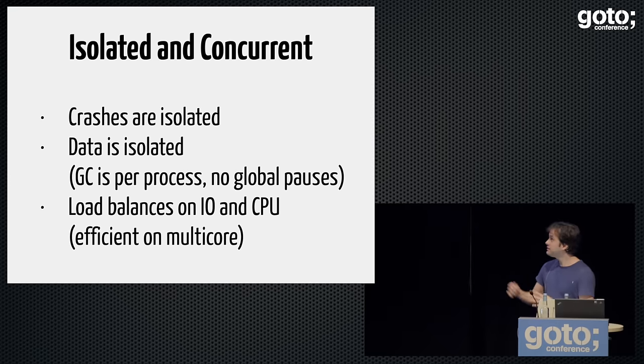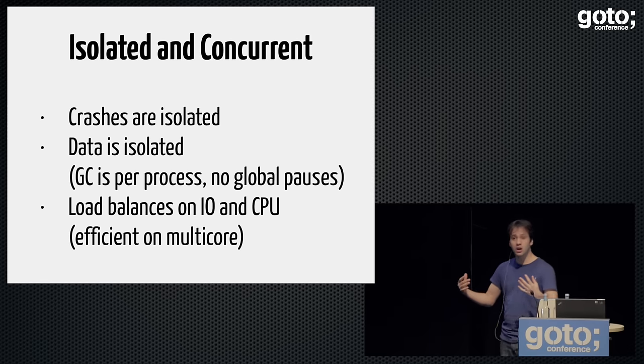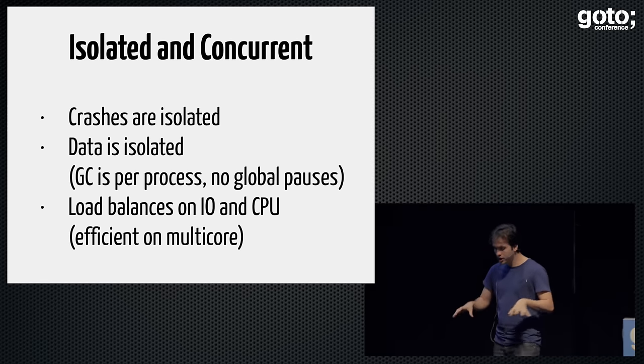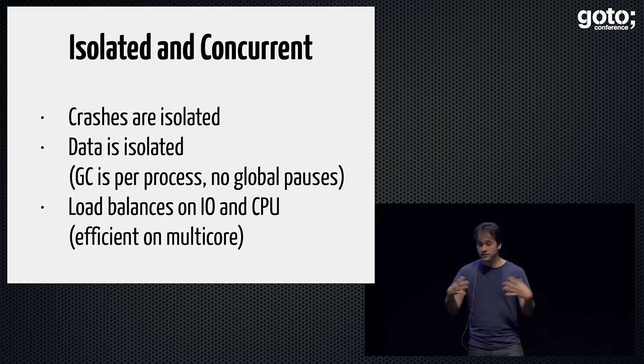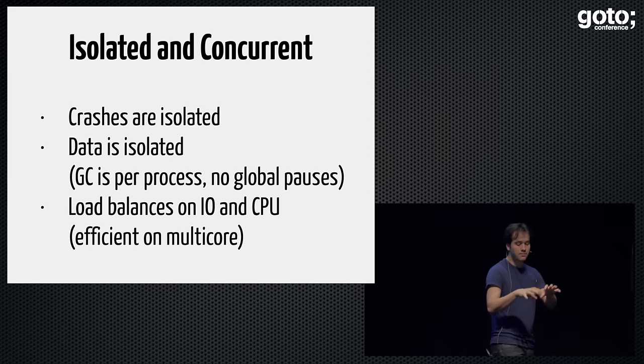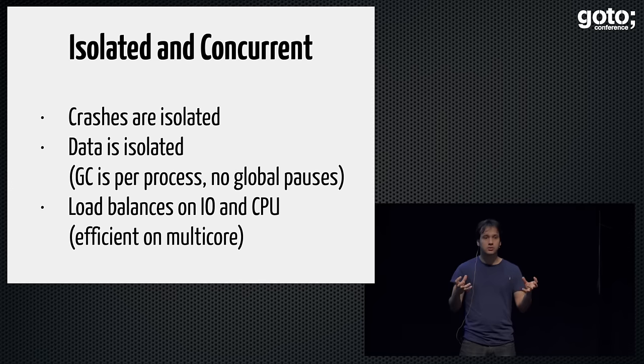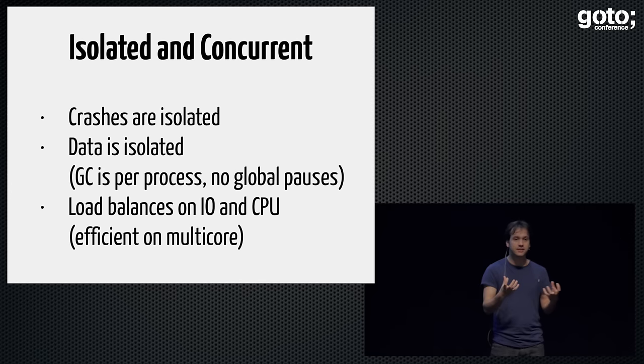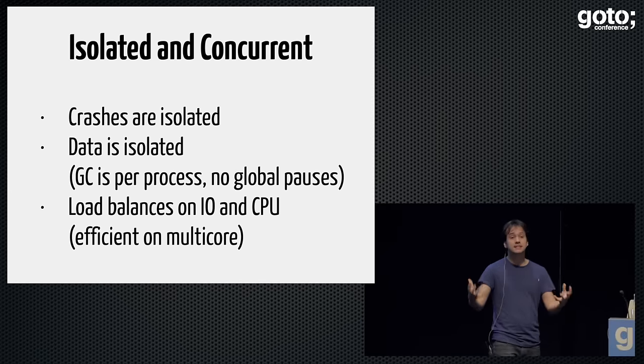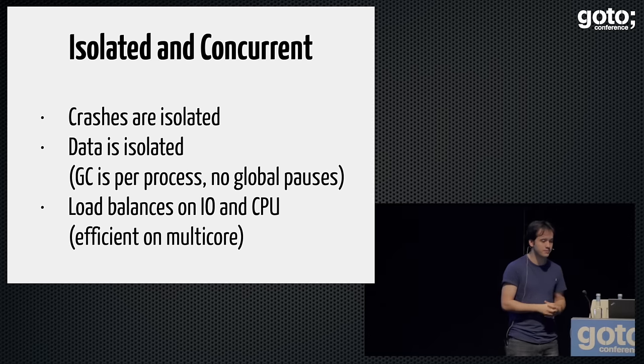So with Elixir, the data is isolated. So the processes, they don't share data with each other, which means we don't have a stop-the-world garbage collection, which allows us to have an idea of the latency. We say that we have predictable latency. Okay, it's easier to predict how your application is going to behave.